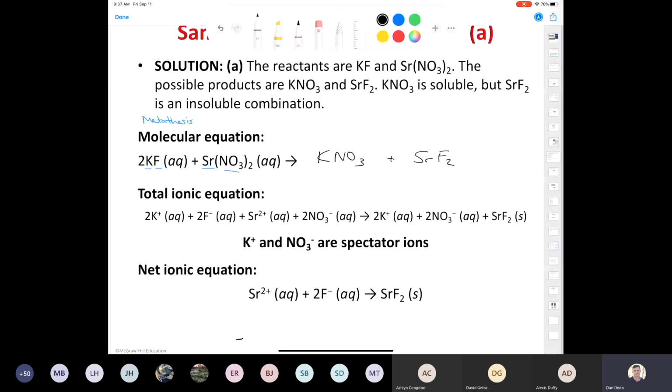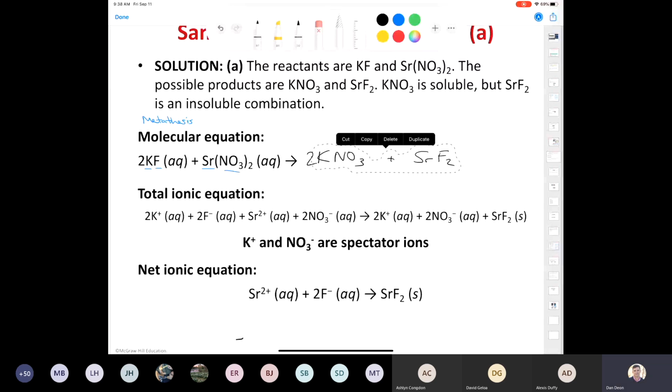You can see that it's already done for you on the slide, but let's just give it a shot here. We've got 2 potassiums here, so we need to at least have a 2 here. Now the nitrates are balanced out. We've got 1 strontium, 2 fluorines. We're good. So now we've balanced it. Now we've got to ask ourselves about these 2 ionic compounds, potassium nitrate and strontium fluoride.